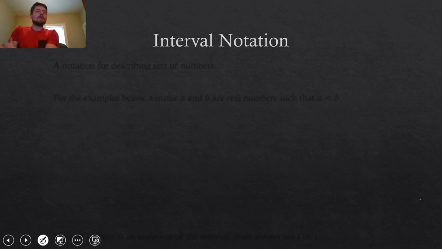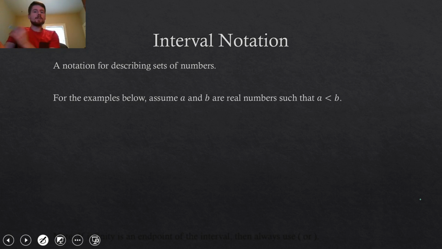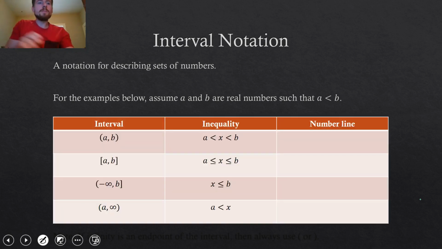Okay, so I want to introduce another notation for describing these domains and ranges. Well, we haven't talked about range yet, but we'll use it when we get there. It's called interval notation, and it's just a way to describe sets of numbers. For all these examples that I'm going to show you in a minute, assume that A and B are real numbers and that A is smaller than B.